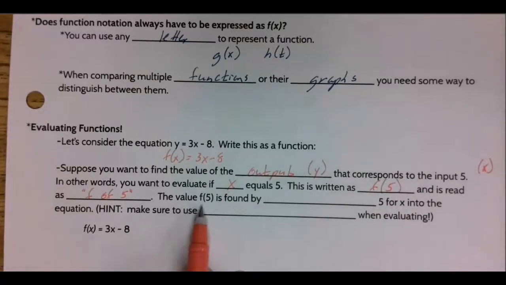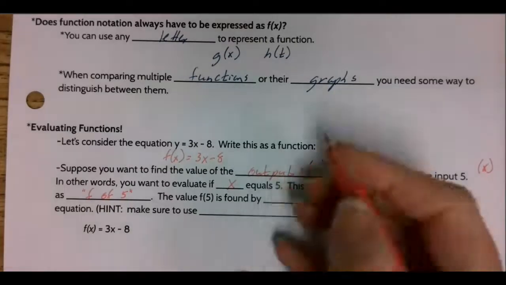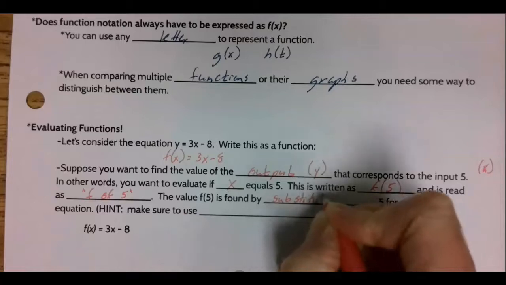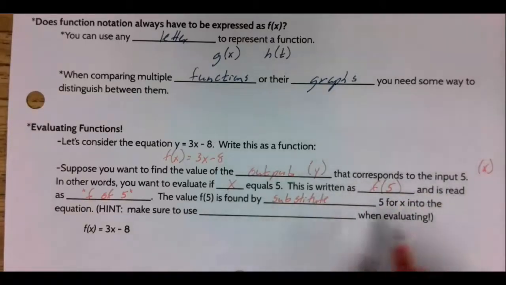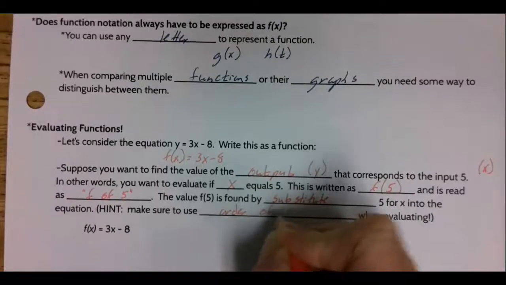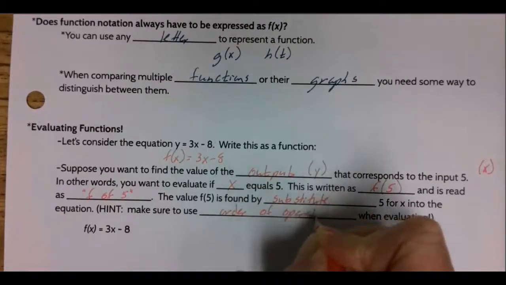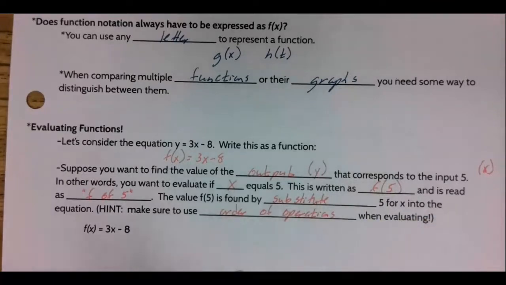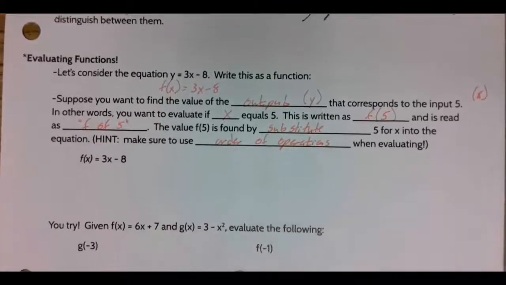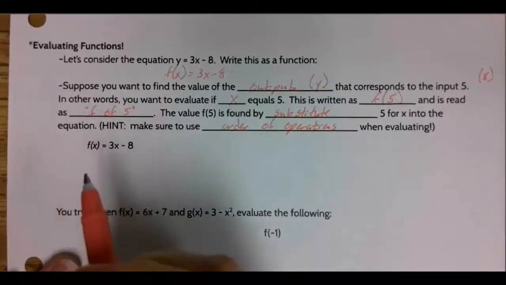The value f of 5 is found by, you can probably guess, we're just going to plug it in. We're going to substitute 5 for x into the equation. Hint, make sure to use the order of operations. You're not going to solve, you're going to simplify an equation that's one-sided. It's all going to be on one side. So it's really kind of nice. It's used a lot in science because we can just plug things in and it's a little more convenient.